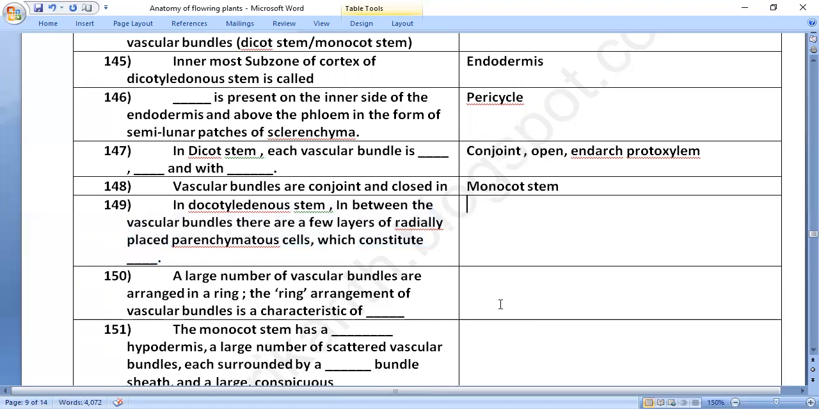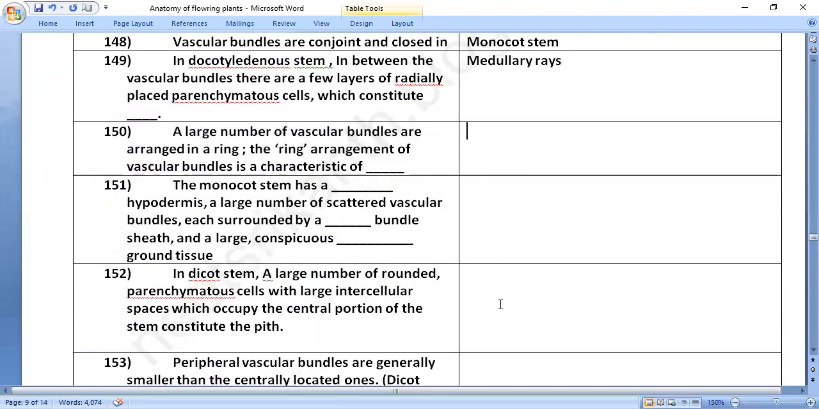In dicotyledonous stem, in between the vascular bundles, there are a few layers of radially placed parenchymatous cells which constitute medullary rays. A large number of vascular bundles are arranged in a ring. The ring arrangement of vascular bundles is a characteristic feature of dicot stem.